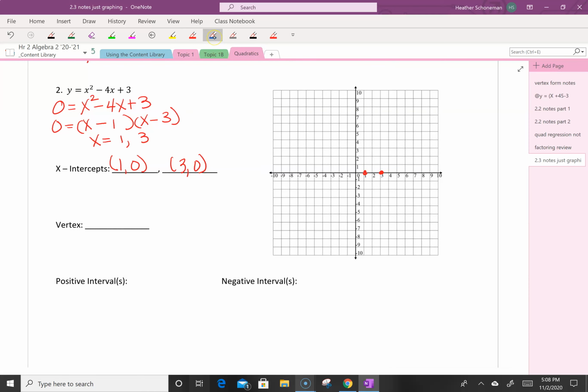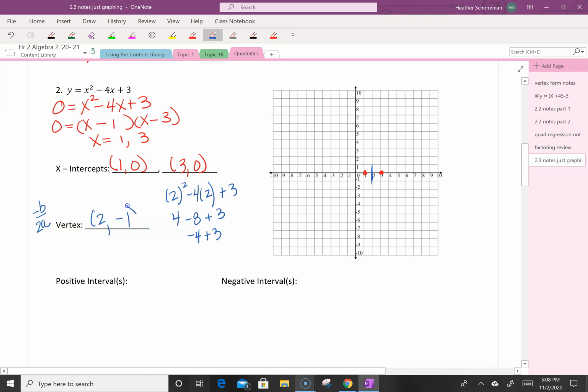So now to find the vertex, I can do the opposite of b over 2a, or I know that it's got to be in the middle. Well, the middle would be 2. So I'm going to plug in 2 and then simplify. So this is 4 minus 8 plus 3. So this is -4 plus 3, which is -1. So my vertex is 2, -1, and there is my parabola.